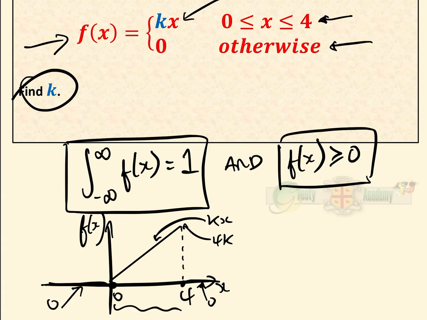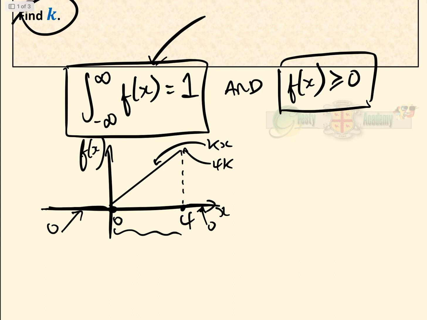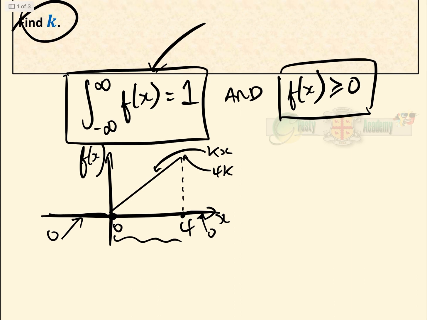Now, to find k in a question like this, we need to find the area under the curve, which we would normally find by integrating our probability density function and then equating it to 1. But in this particular question we're going to do it two ways. The first method is very simple: just finding the area of the triangle. This is the area under the probability density function, and we know that area equals 1.